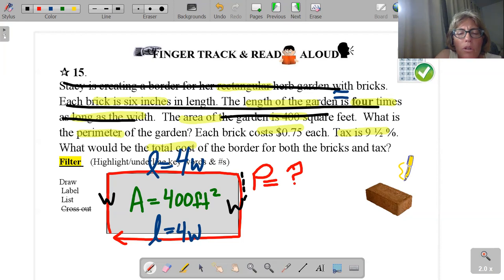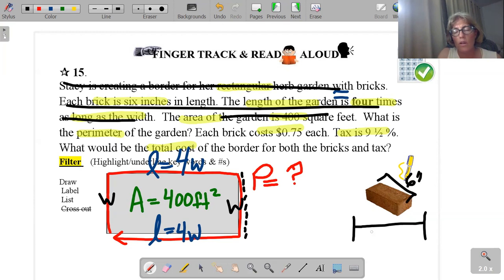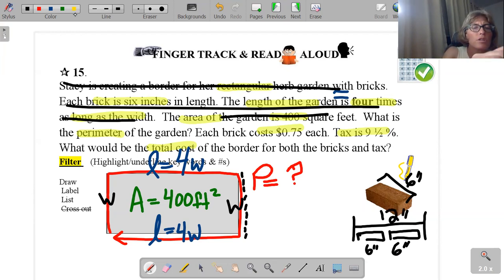What do we know about the bricks? We know the bricks are 6 inches, which means in a single foot, 6 inches, 6 inches, a single foot, which is 12 inches. For every 1 foot, you need 2 bricks. If you go about a foot apart, each brick is 6 inches, 6 inches, 6 inches. That's 2 bricks per foot.